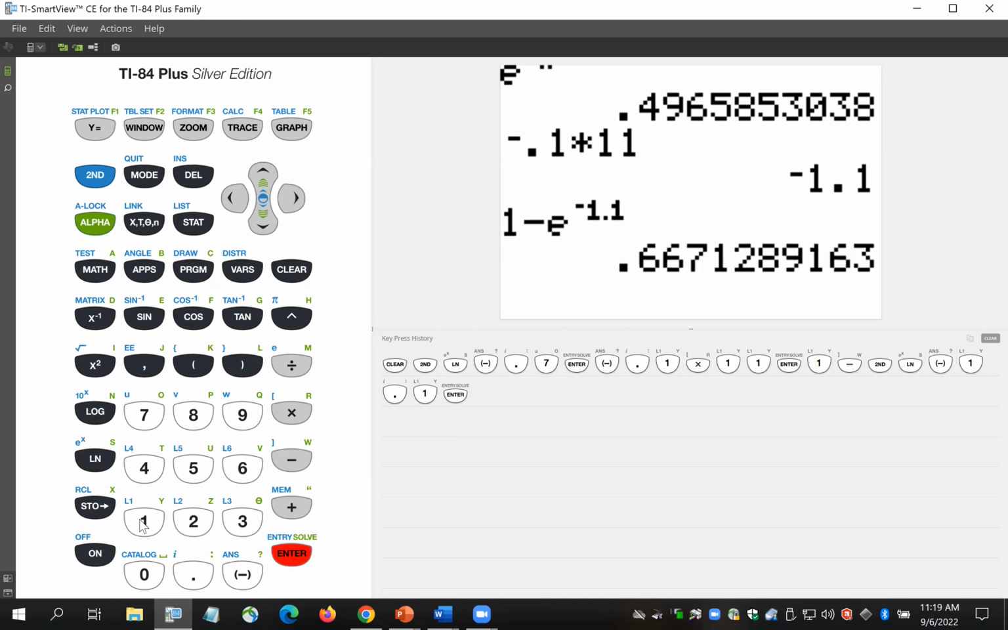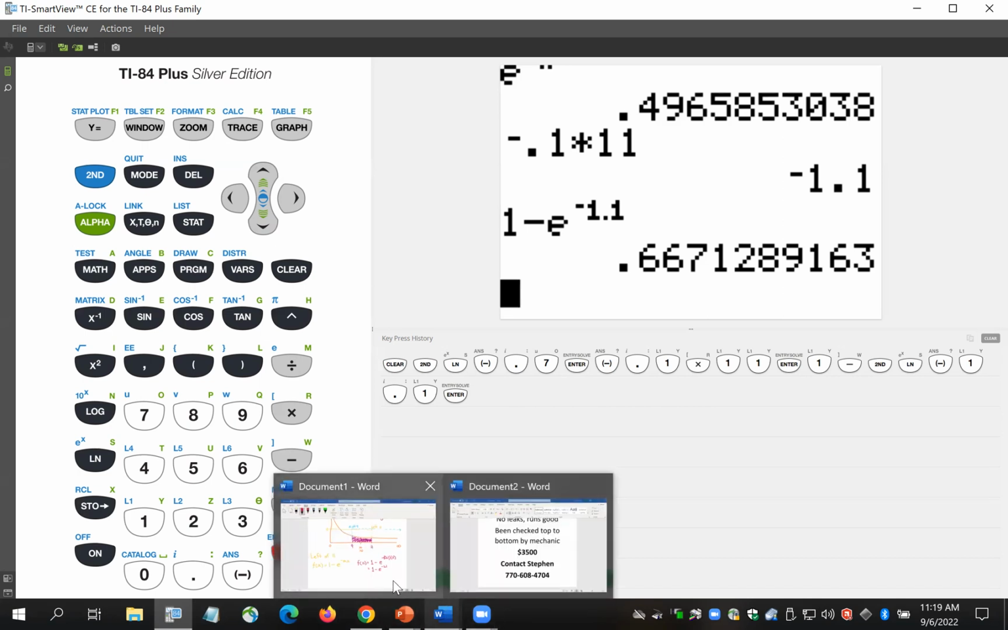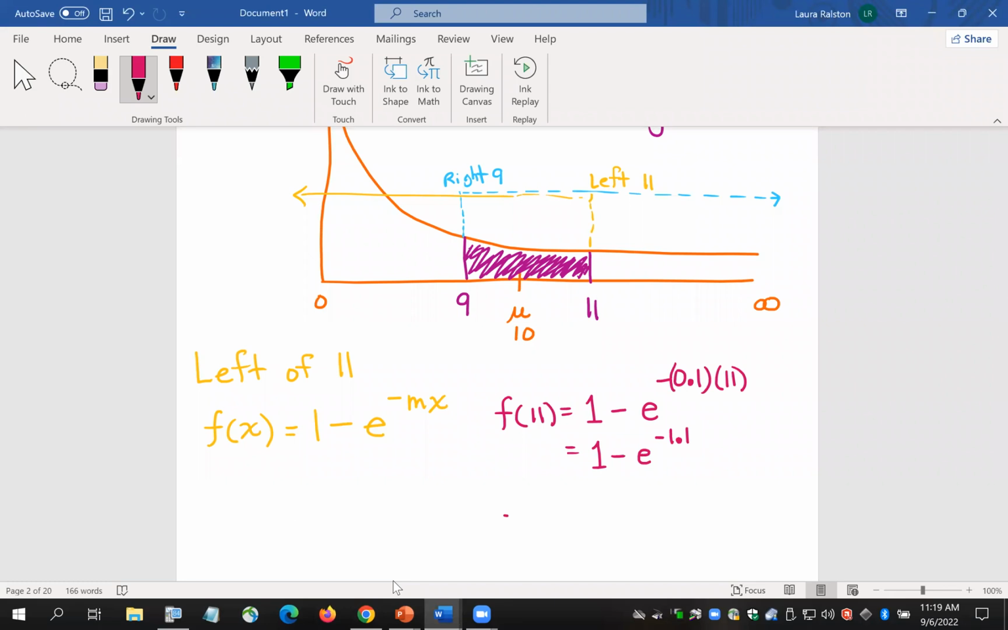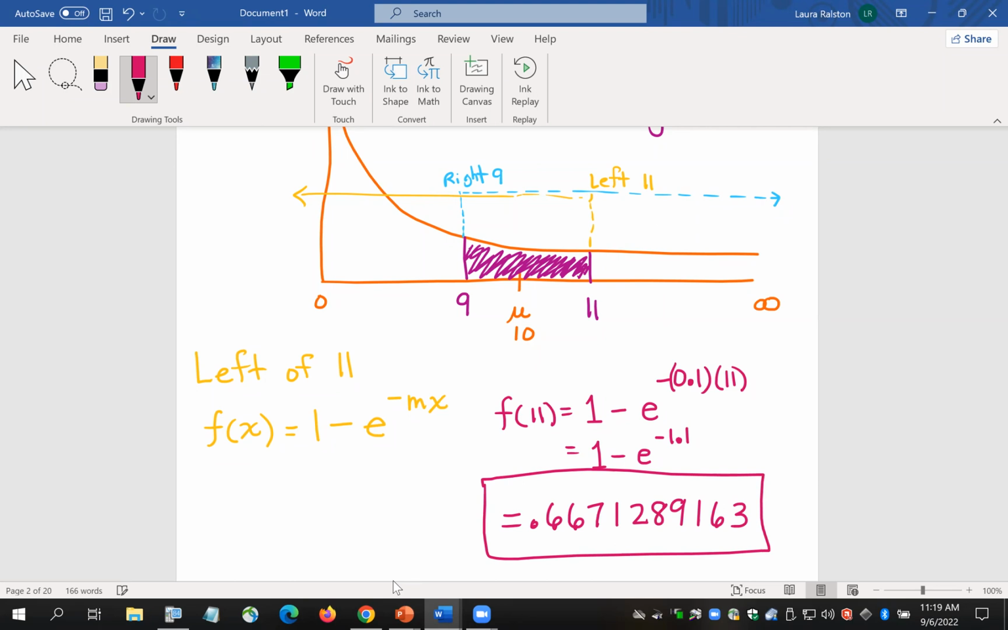So I get, and let me write it down real quick where I can see it, 0.6671289163. Now, guys, your calculator will store it, and if you want to, you can store it and then bring it back up later. I don't want to get too technical on you, but calculators will have a memory. So I have 0.6671289163. That's the value for left of 11.